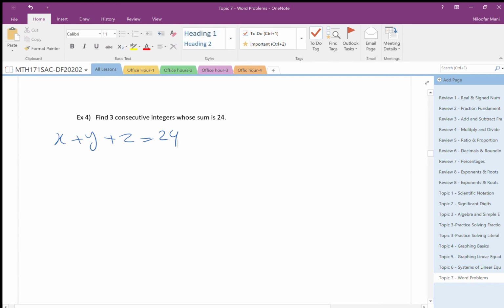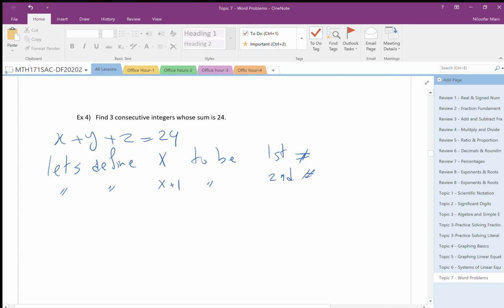So let's define x to be the first number. Let's define x plus 1 to be the second number, and then x plus 2 to be the third number.